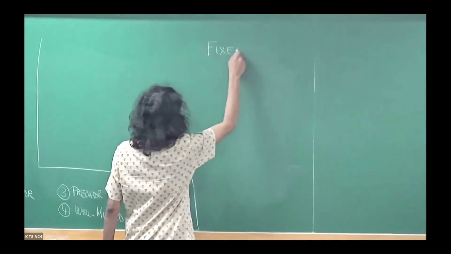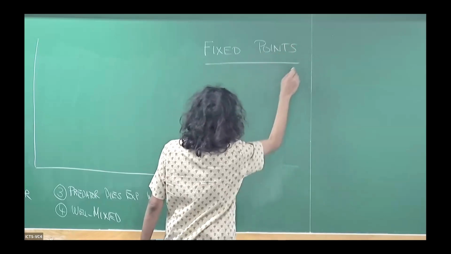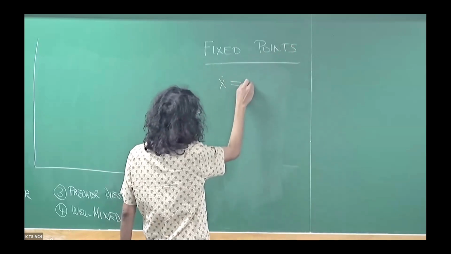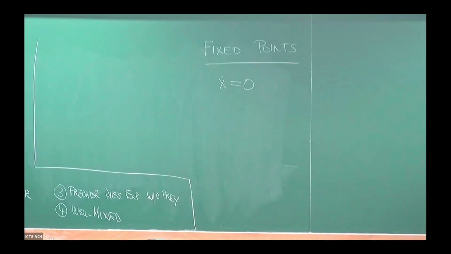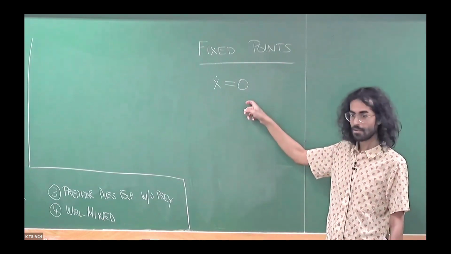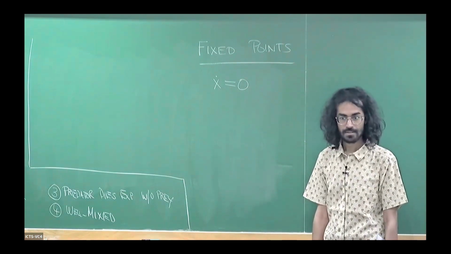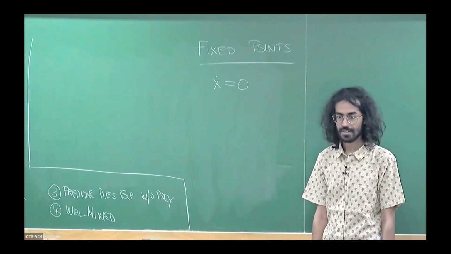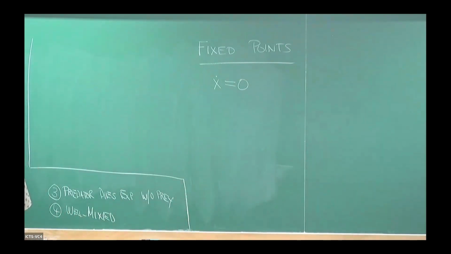And what do the fixed points mean? Does x dot equal 0 give us a fixed point? Yes or no? Ready? 3, 2, 1. So I'm talking about x dot equals 0 alone, right? y dot can be anything. Does that result in a fixed point? Ready? 3, 2, 1. No, right? And why is that? The system is defined by both x and y.